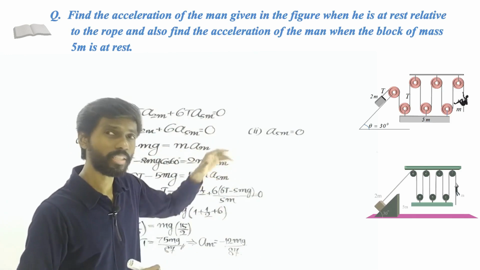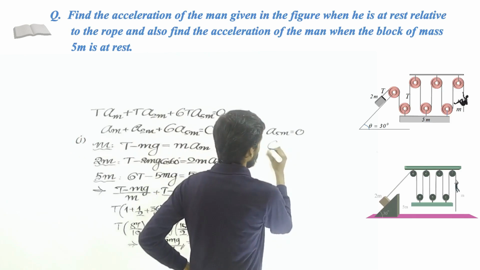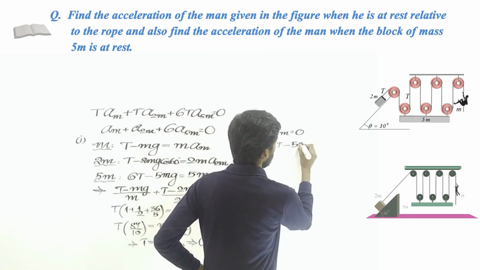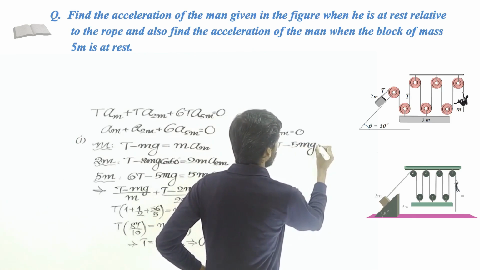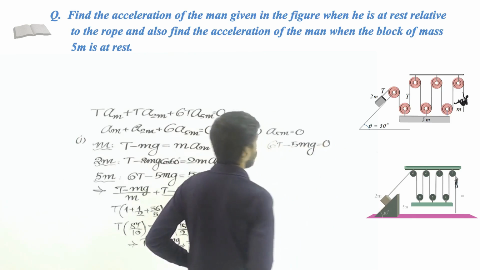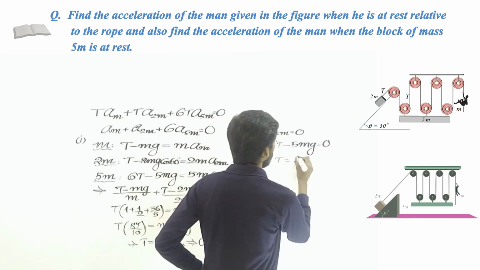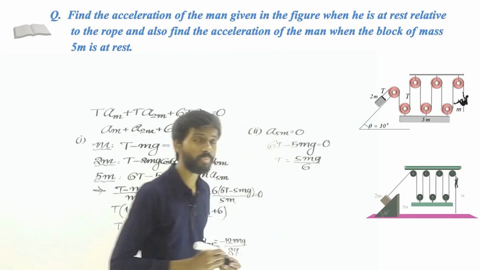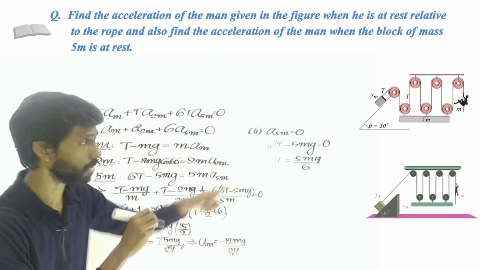6T in the upward direction and the gravitational force in the downward direction, so 6T minus the gravitational force, that is 5mg. This is the total force, so that must be equal to 0. Okay, so this gives you the tension T equal to 5mg divided by 6. So this is the tension when this block is at rest.